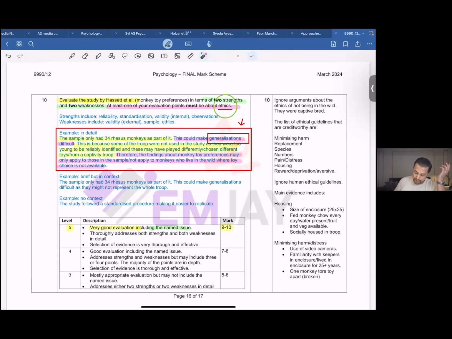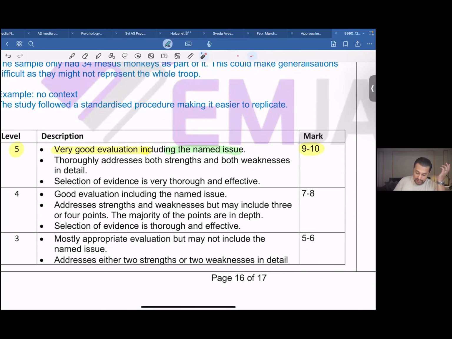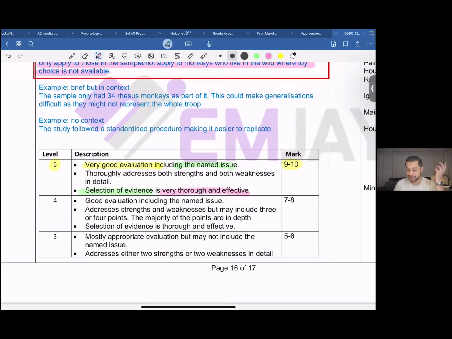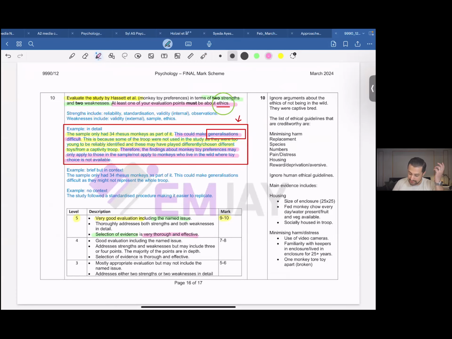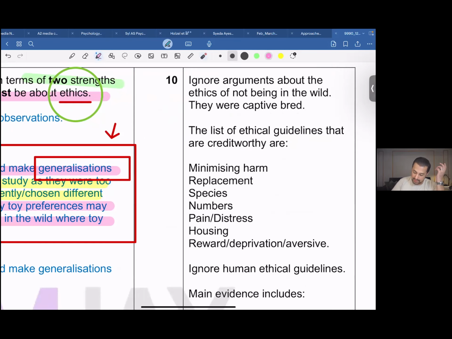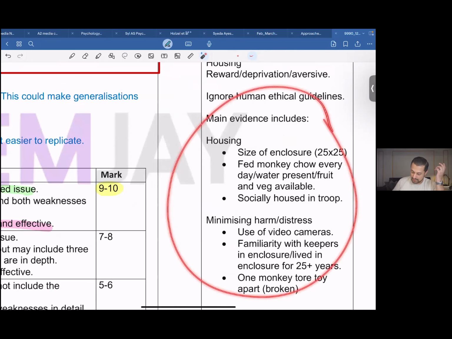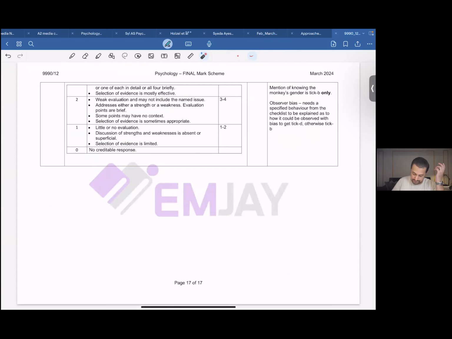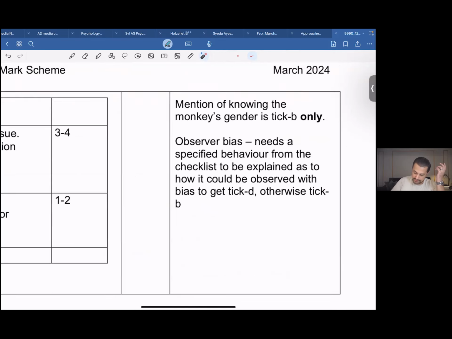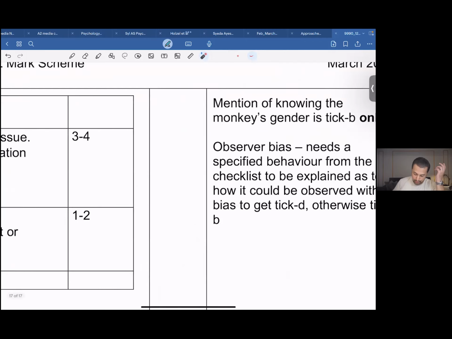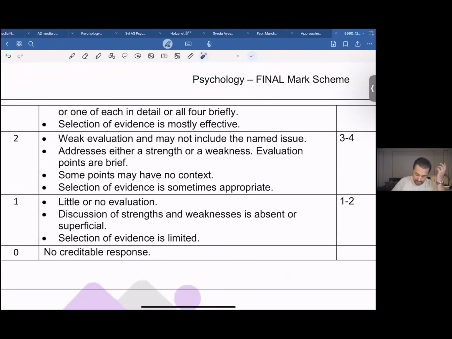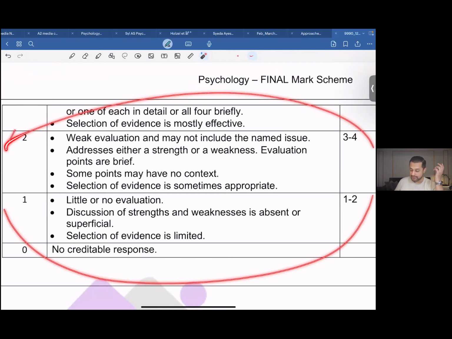So thoroughly address both strengths and weaknesses. Selection of evidence is very thorough and effective. So be sure about what you're choosing to give to the examiner. Do not just write down anything that occurs to you. These are a few guidelines. You might as well read through them. And again, this is what you'd be interested in. I'm sure you don't want to score anywhere over here, but just in case you want to give this a read.